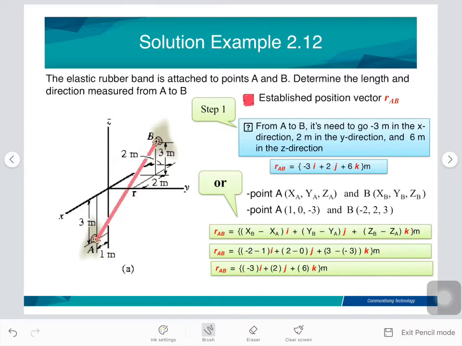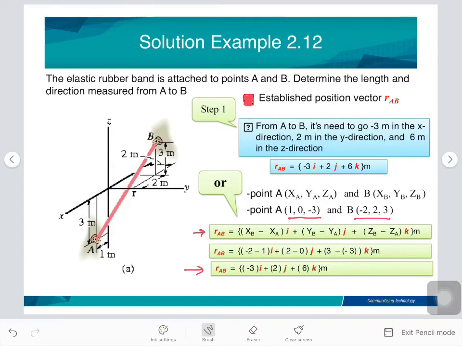Now we have solved the position vector of RAB. So here is the answer. This is the last answer. This is the position vector RAB that we have established before: XB minus XA in I, plus YB minus YA in J, plus ZB minus ZA in K. So here these coordinates we have established before.